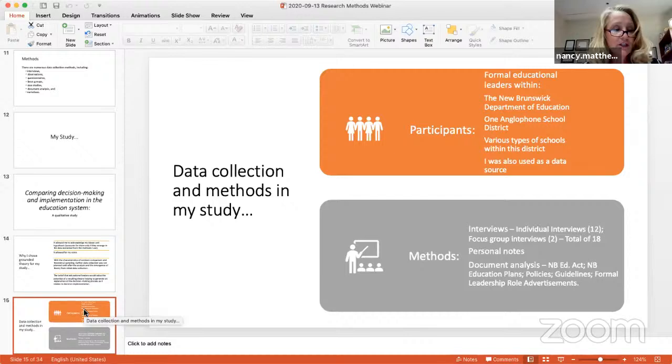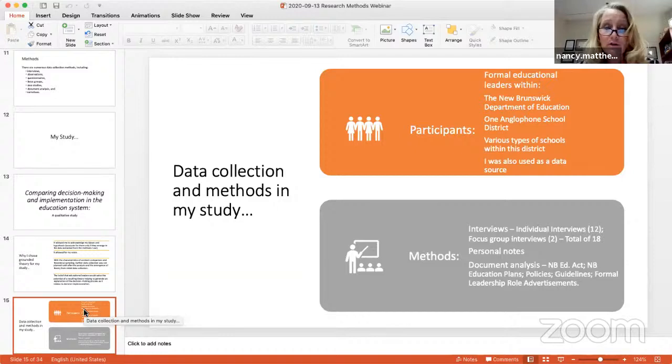So the data collection and methods in my study, as you can see here, included participants. I included participants who were formal educational leaders within the New Brunswick Department of Education, as well as one Anglophone school district and various types of schools with grade levels and location and number of students and so on, various types of schools within the district. And as I mentioned earlier, I was also used as a data source.